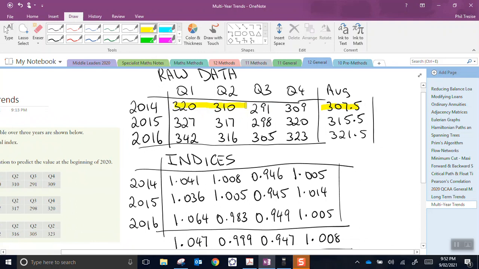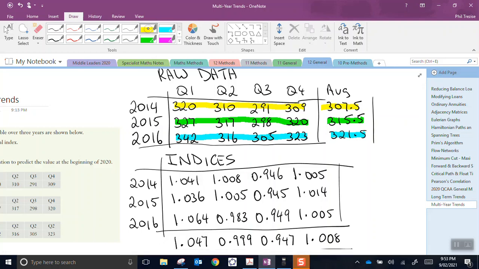The first thing I did was take an average for the year. So those four numbers there were averaged to 307.5. Likewise, the 2015 data was averaged at 315.5, and the 2016 data averaged at 321.5. Those ones were all pretty straightforward.